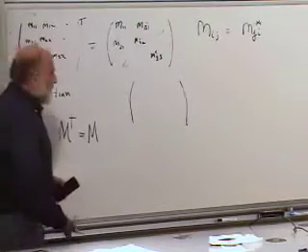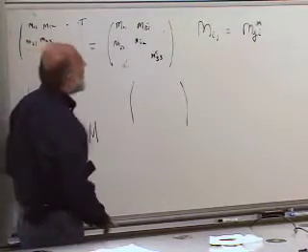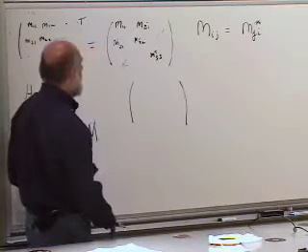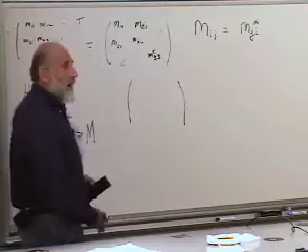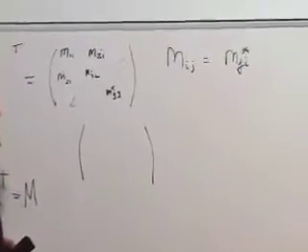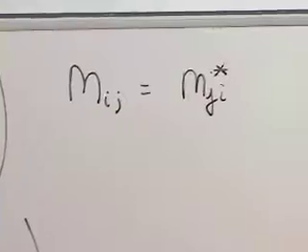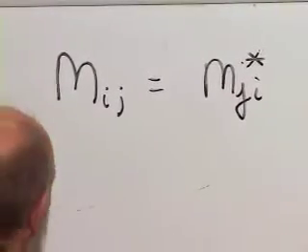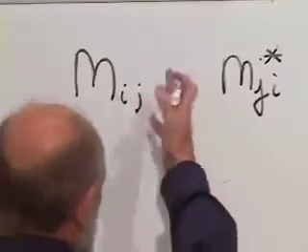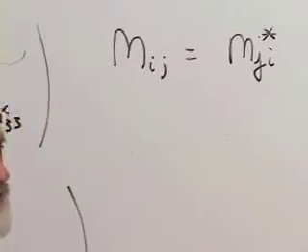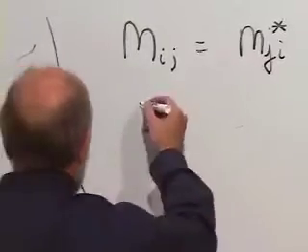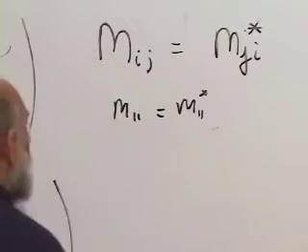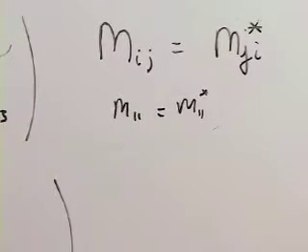All right. Now, I think it's written correctly. Mij is Mji conjugate. It's correct. What it says, first of all, is that the diagonal elements are real. For example, this says, if you interchange i and j on a diagonal element, you just get the same diagonal element. So it says that M11 is equal to M11 star. That means that M11 is real.